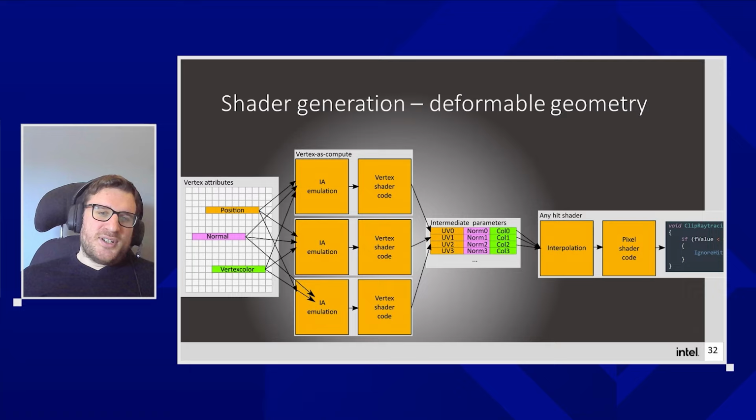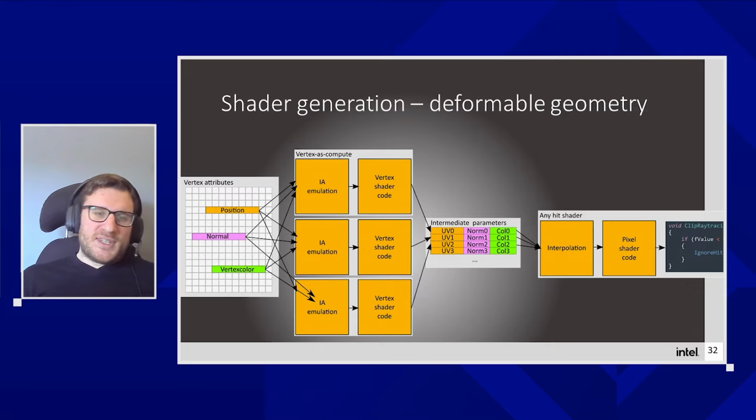The AnyHit shader just fetches these parameters, interpolates them, and runs the pixel shader code. So it makes it much simpler from the AnyHit shader point of view. We will see that the AnyHit shader has a bit more complex bindings, so simplifying the bindings for the AnyHit shader is quite important. And as normal, we call ignore hit, and that will be it.